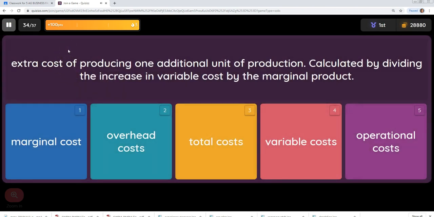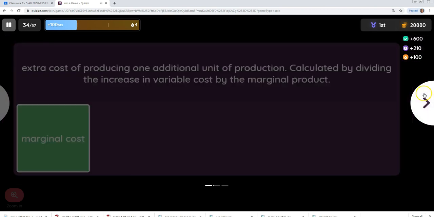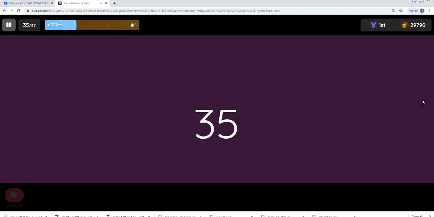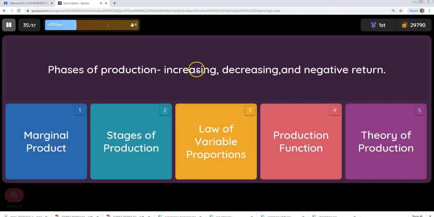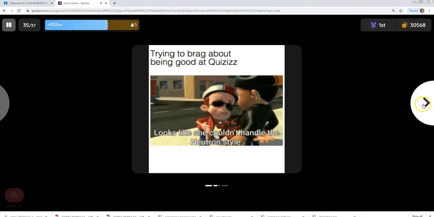Extra cost of producing 1 additional unit of production, calculated by dividing the increase in variable cost by the marginal product. We've covered this. That is marginal cost. Phases of production: increasing, decreasing, and negative returns. Marginal product? No. Nope. Stages. Stage 1, stage 2, and stage 3. Almost done. Couple more.